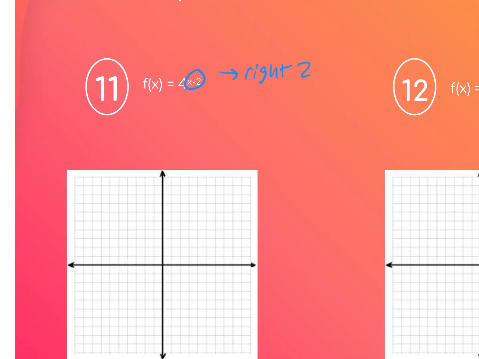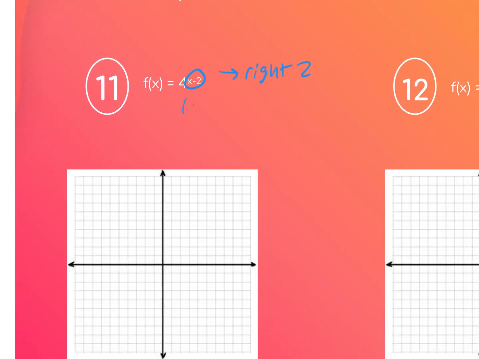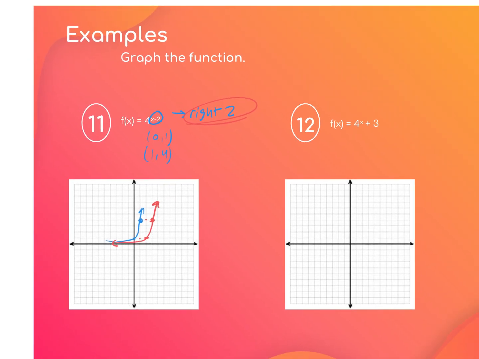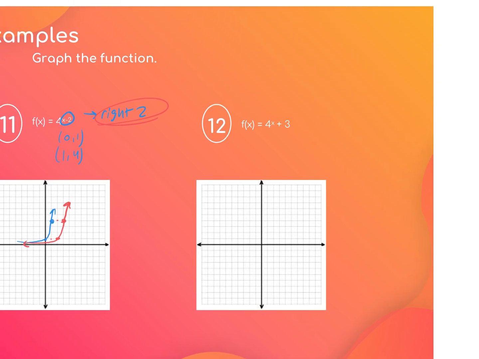And then 4 to the x, I know that we originally start with 0, 1 and 1, b, which is 1, 4. So we start here, something like that. And then our shift is going to be to the right 2 units. So I'm going to go 1, 2 units to the right, 1, 2 units to the right. And then it's going to look something like that. Again, if that confuses you, make a table, pick some points, and see what you get.